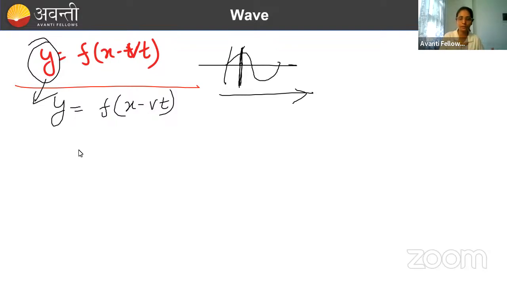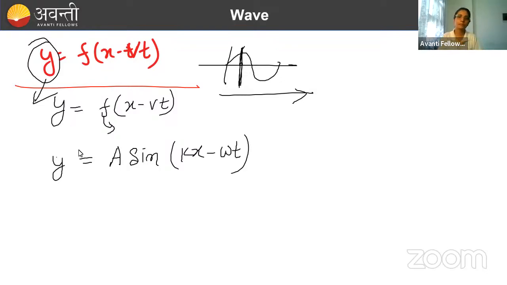You are all maths students. You understand the meaning of this function. This function can be a sine function. So now I am going to write the equation in the form of a sine function. So y is equal to amplitude sine kx minus omega t. Again, you must be thinking why I wrote this. Why is it important? Because in the question, this function won't always be your sine function. If in the question, the wave is given as some other function, I will discuss that through questions, okay?